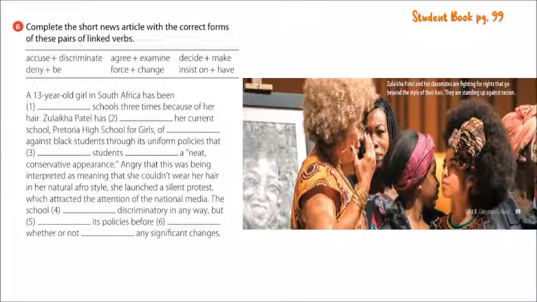Okay, so let's go ahead and do this first one together. It says, a 13-year-old girl in South Africa has been blank schools 3 times because of her hair. Has been what? We know that the structure is present perfect, therefore the verb has to be in past participle. So which verb can we use, based on the context? A South African girl has been forced to change school 3 times because of her hair.